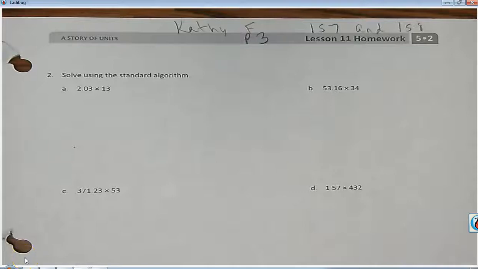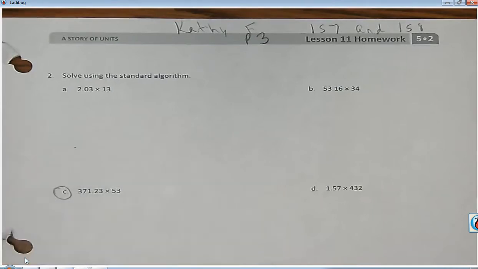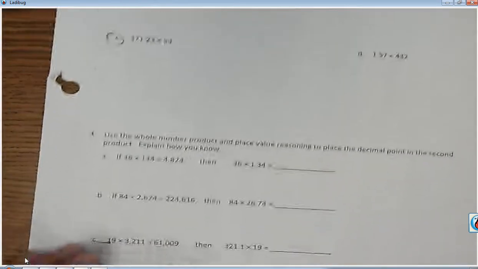All right, so this is the lesson 11 homework. It's page 157 and then 158. Okay, so I'm going to do some on this side and some on the back. So let's look at problem C because that one looks like one of the harder ones.